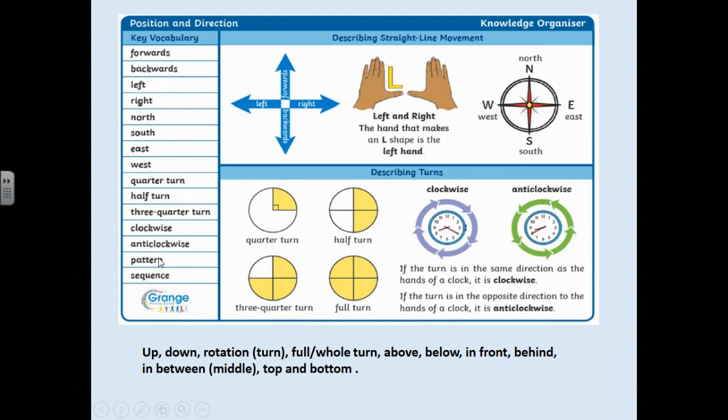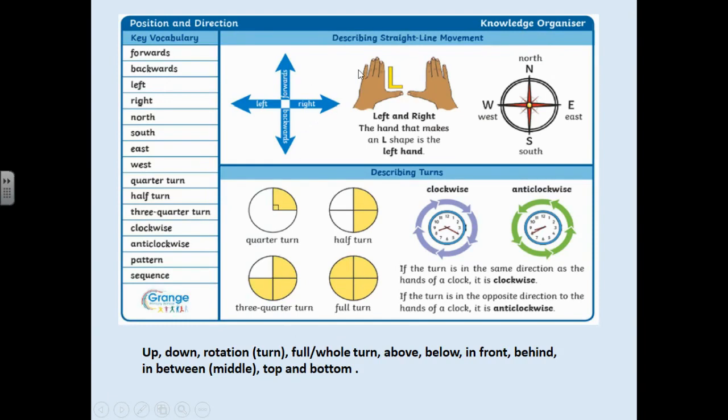Yesterday we looked at pattern and sequence. There is other vocabulary that's not on here that we looked at: up, down, rotation, which means turn, full or whole turn. There is also vocabulary that we had looked at in year 1, just reminding ourselves what it is: above, below, in front, behind, in between, which is another word for middle, top and bottom.